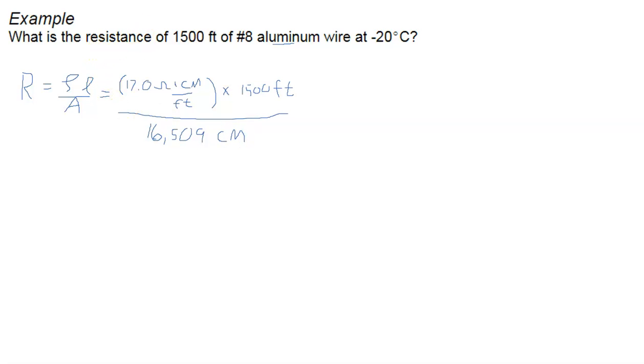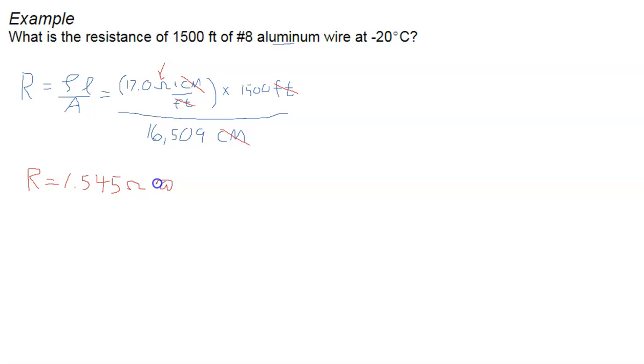Okay, so our unit comparison or conversion here tells us that circular mils cancels with circular mils, feet here cancels with feet here, and we're left with ohms. That's good because we're calculating resistance. So now resistance is 17.0 times 1,500 divided by 16,509, and that gives us 1.545. I didn't round that to 1.55. I'll keep four significant figures, and our unit is ohms.